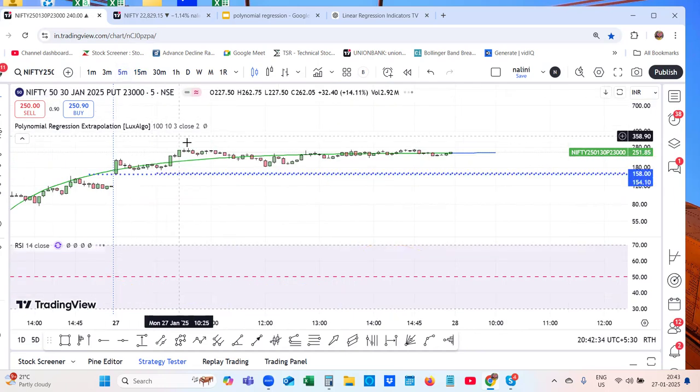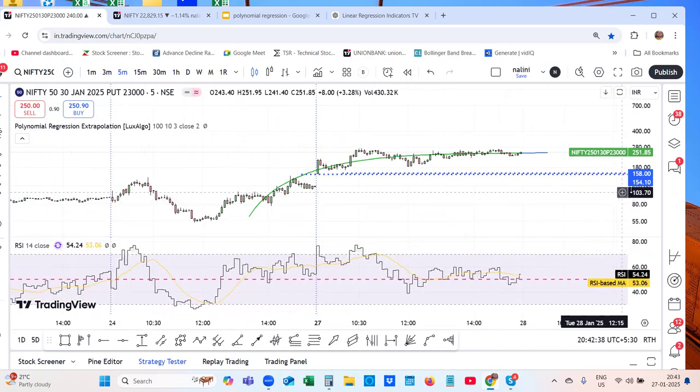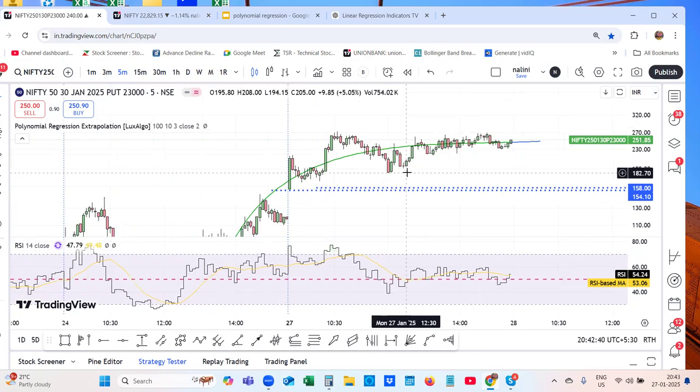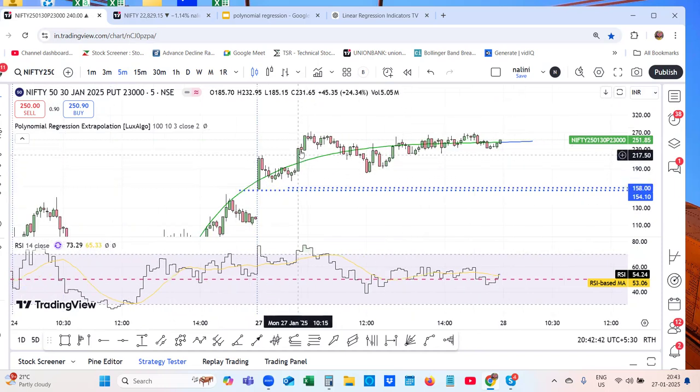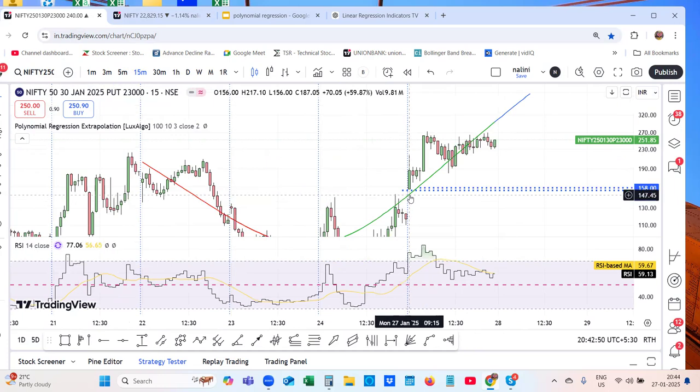Let me change it to 5 minutes time frame. You could have gone long over here and closed your position over there. The 15-minute is much better to take the trade.